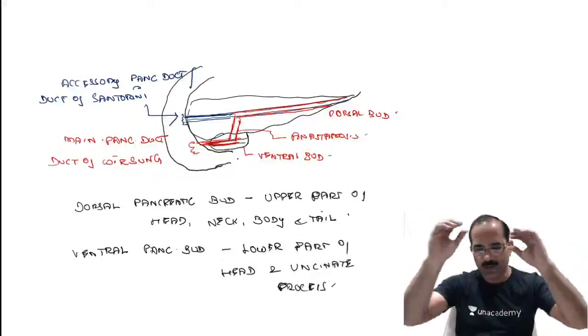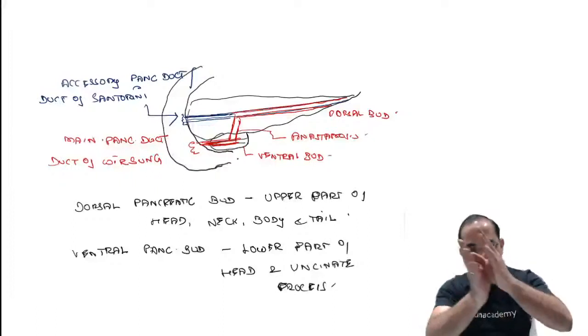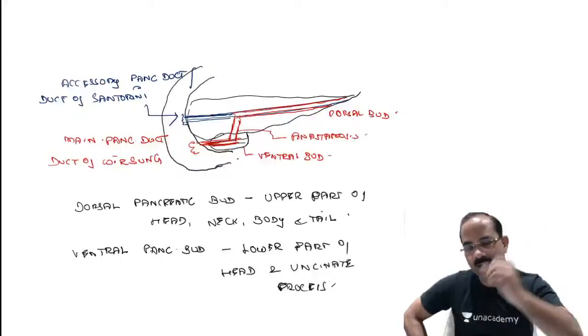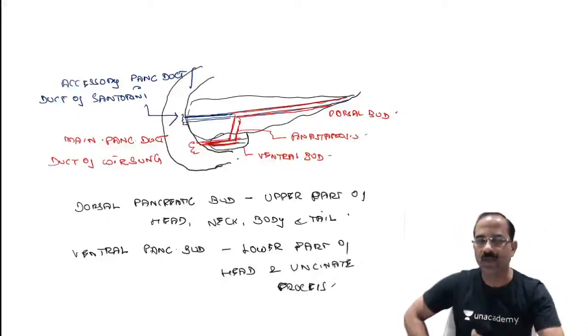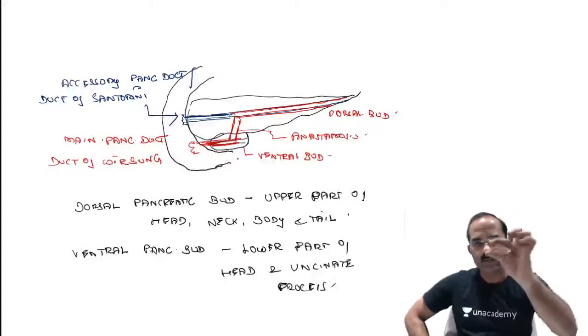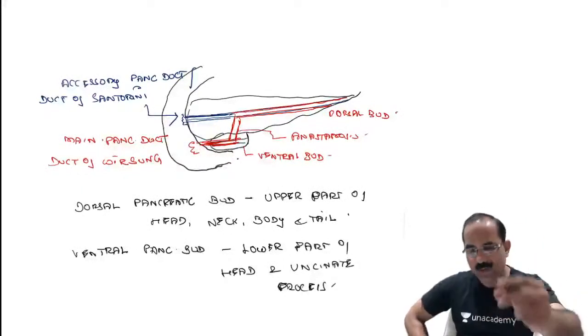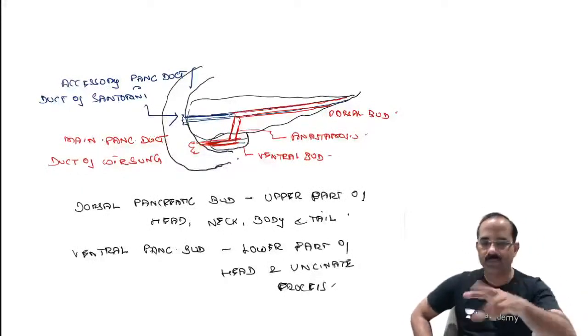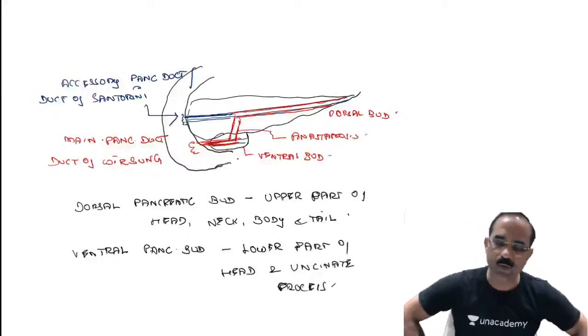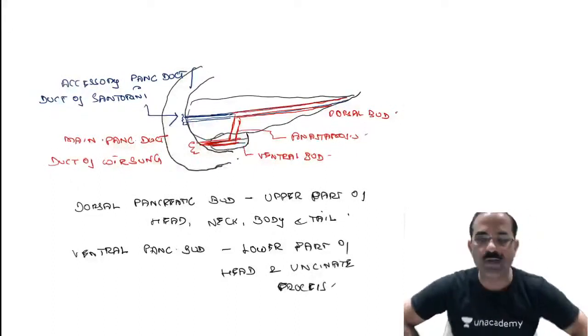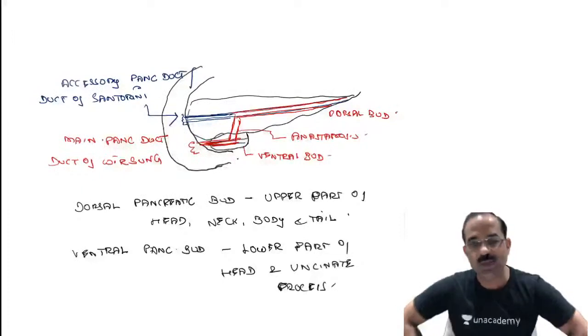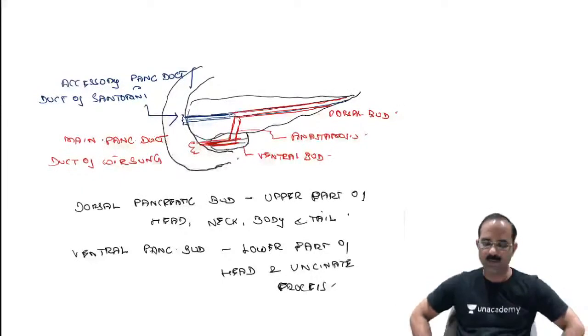The main pancreatic duct, also known as the duct of Wirsung, opens at the major duodenal papillae 8 to 10 centimeters from the pylorus. And there's an accessory pancreatic duct, which is derived from the duct of the dorsal bud, also known as the duct of Santorini, which opens at the minor duodenal papillae 6 to 8 centimeters from the pylorus.